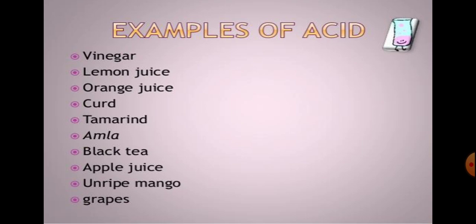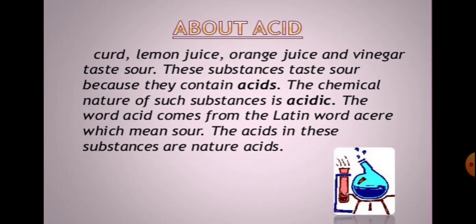Organic acids means acetic acid. Acetic acid is found in vinegar. Like this, in lemon juice, citric acid. Now these are all about acids, like curd, lemon juice, orange juice, vinegar, which taste sour. These substances taste sour because they contain acid, and the chemical nature of some substances is acidic.